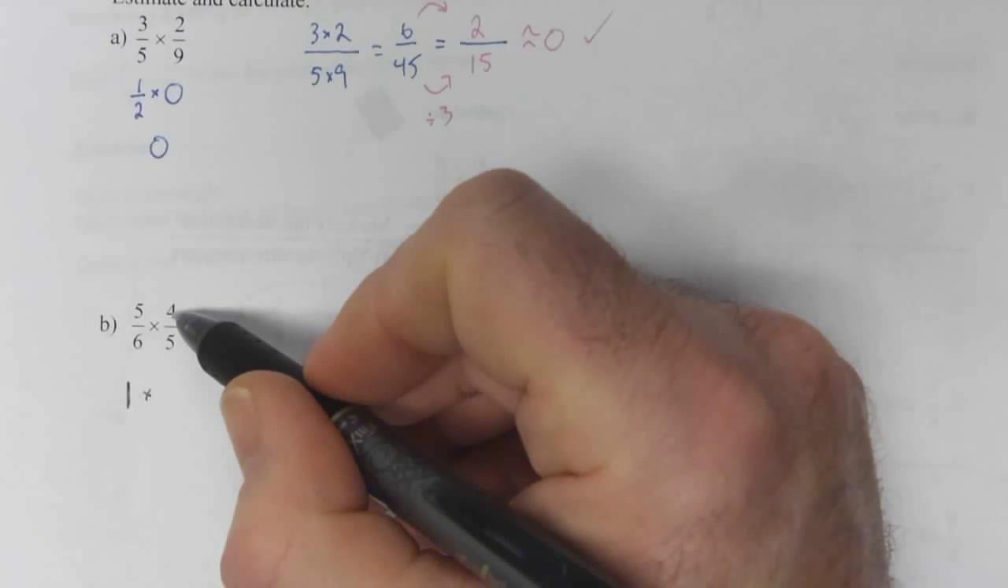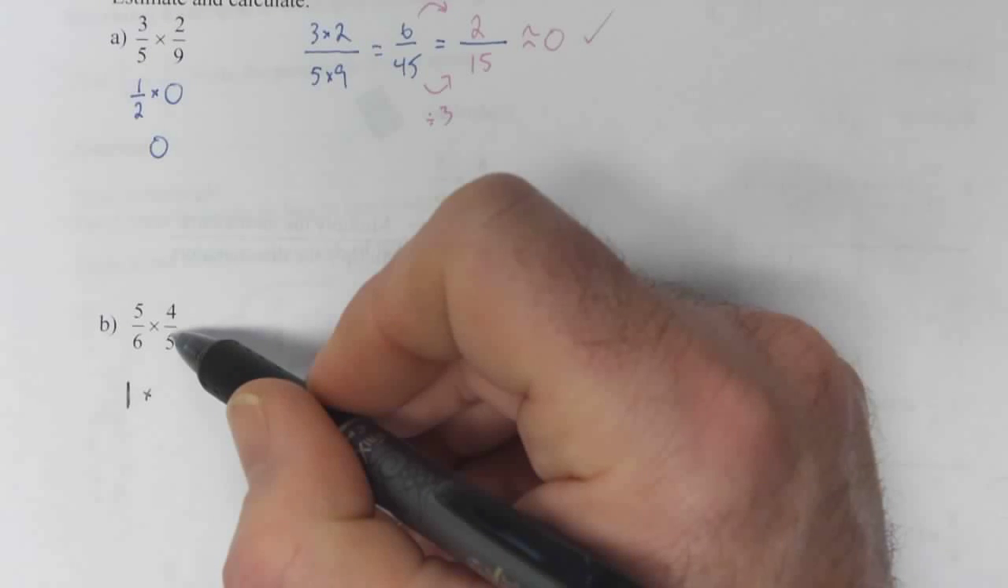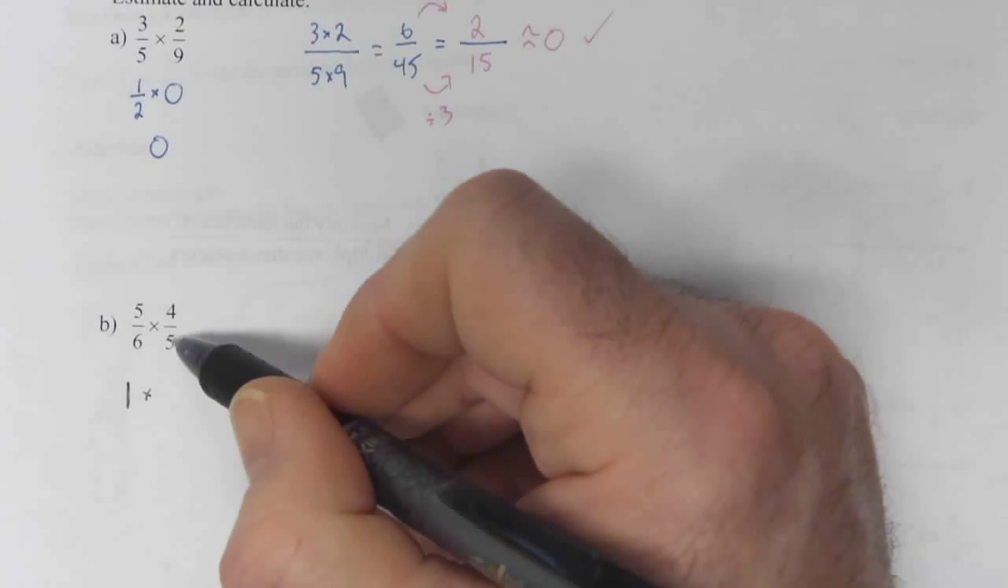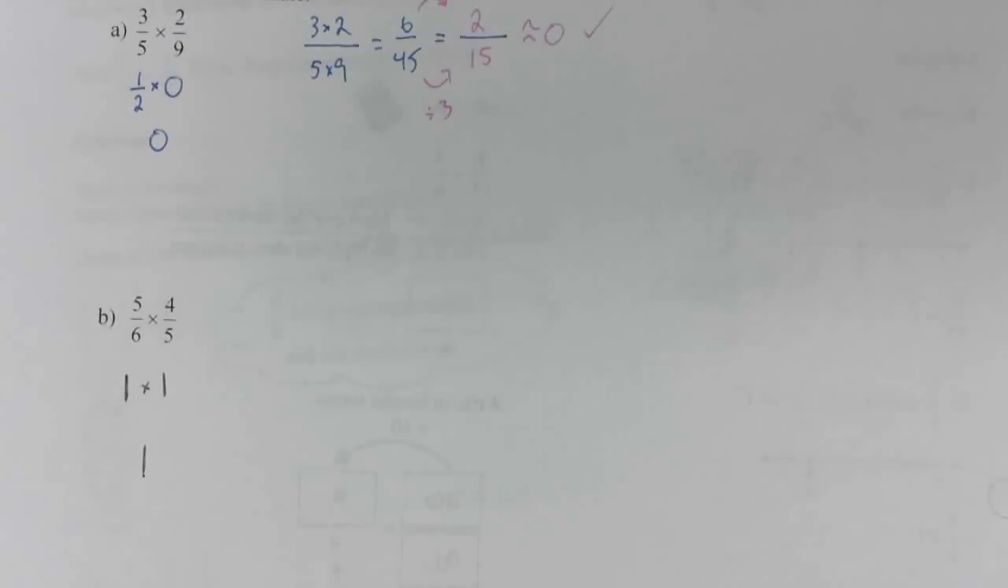4/5, half of 5 is 2.5. So is 4 closer to 0, 2.5, or 5? I would say it's closest to 5. So again, 5 out of 5, that's close to 1. 1 times 1 is 1, so my estimate is that the answer is fairly close to the number 1. So let's do the actual calculations.